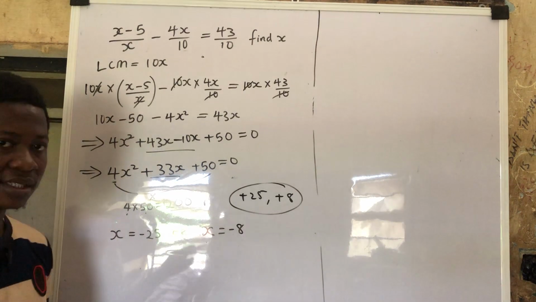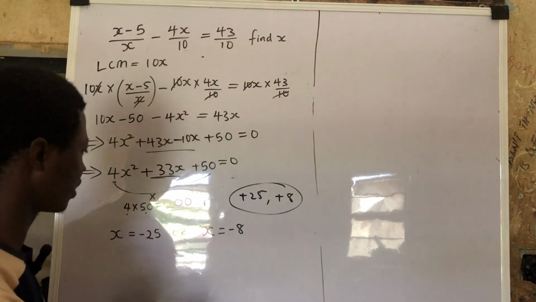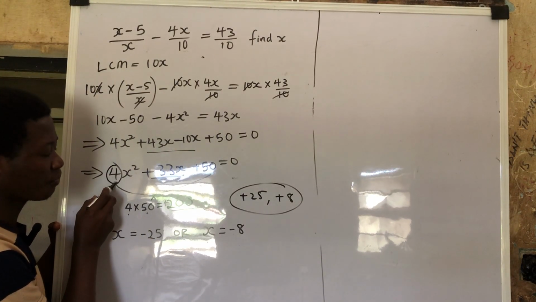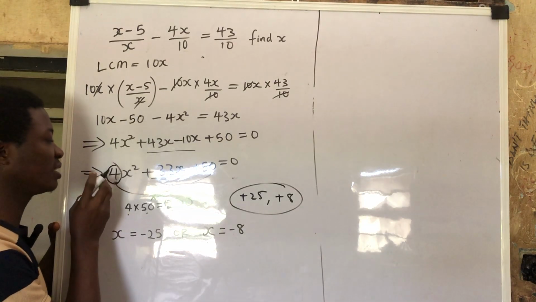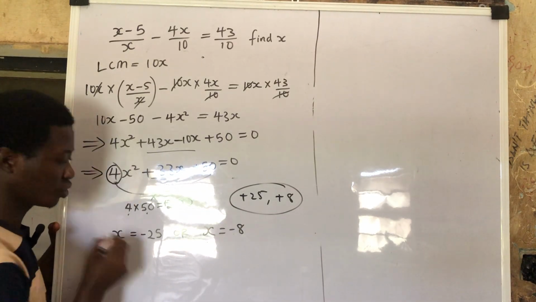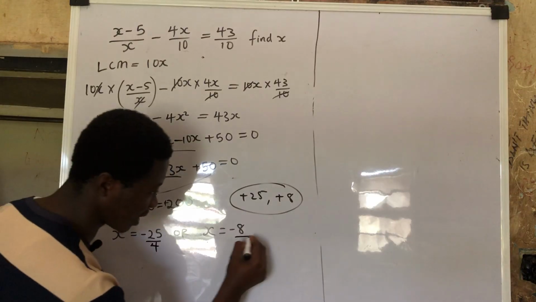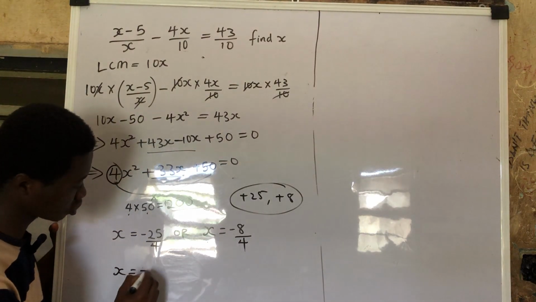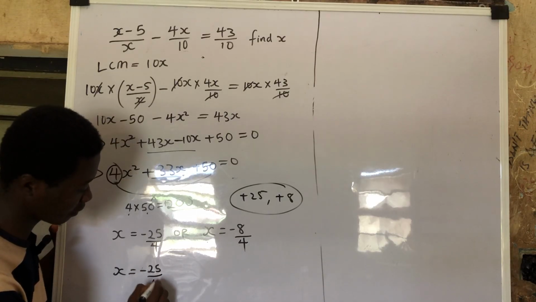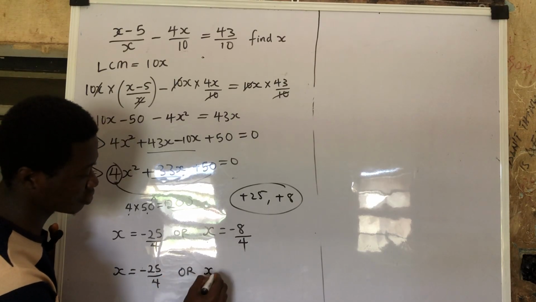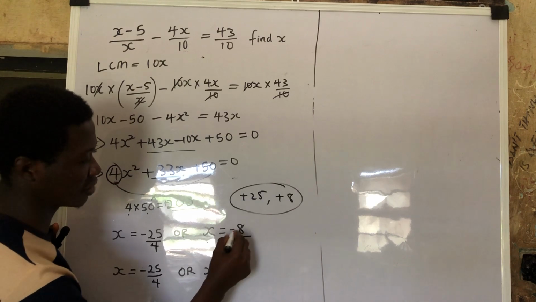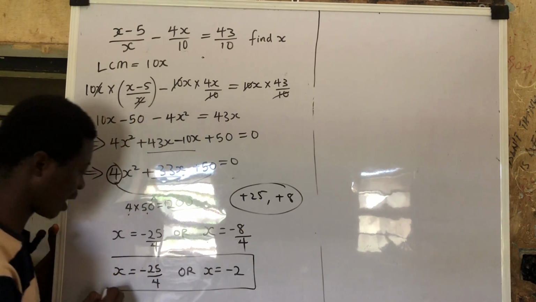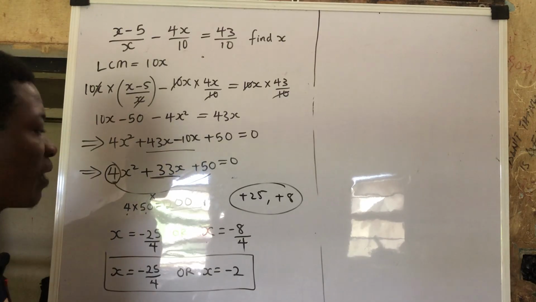So in this case, how do we go about the rest of this? Now, because we have the first coefficient, which is the coefficient of x squared, 4, you have to divide this by 4 and divide this by 4, right? So we'll now have x equal to minus 25 over 4, or x equal to minus 8 over 4. That will be minus 2. So this is our answer. We can equally check this and we'll find out that this is the answer.